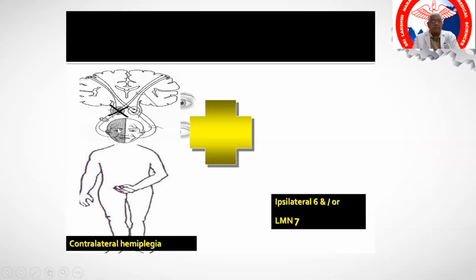Here, ipsilateral 6th and 7th, contralateral. You see the position. The hand position is the hemiplegic position. You can find it even as the patient enters the room; you can just diagnose.